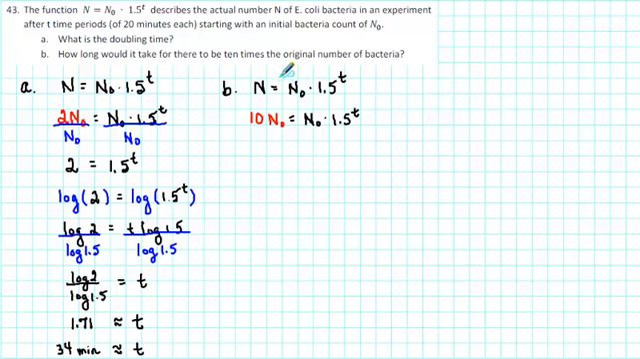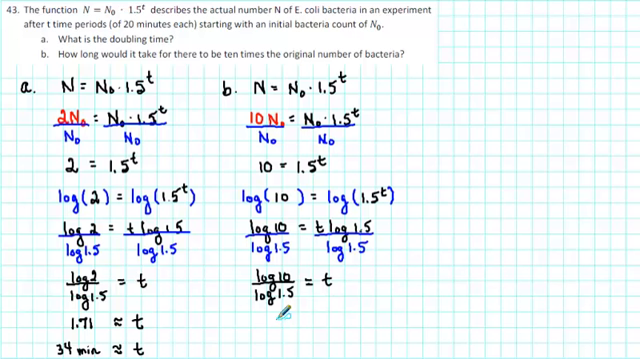First of all, we divide both sides by n₀. That gives us 10 is equal to 1.5^t. So next we take the logarithm of both sides and then use the properties of logarithms, and instead of getting log of 2 divided by the logarithm of 1.5, we'll end up with the log of 10 divided by the log of 1.5.